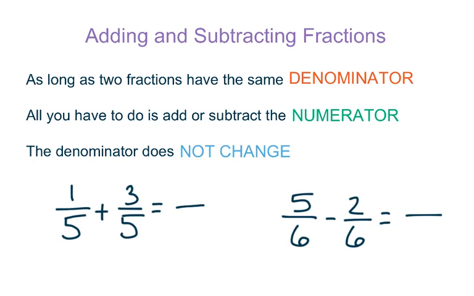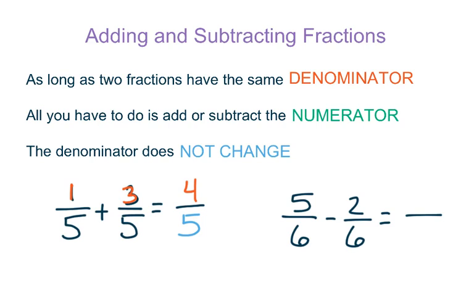This makes adding and subtracting fractions with the same denominator really easy, because all we have to do is add or subtract that top number called our numerator. So let's look at these examples down here. For the first one, which is an addition problem, we're looking at 1/5 plus 3/5. All we have to do is add our numerators. So we're going to add 1 and 3, and 1 plus 3 gives me 4. And because my denominator is the same, it stays the same. So 1/5 plus 3/5 equals 4/5.